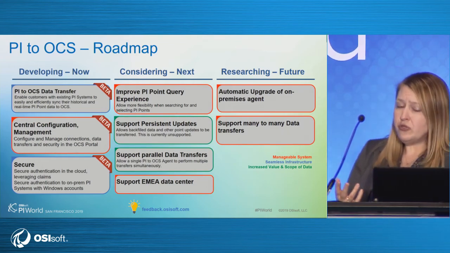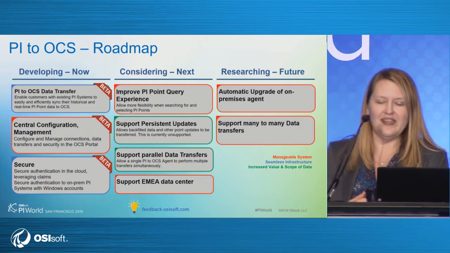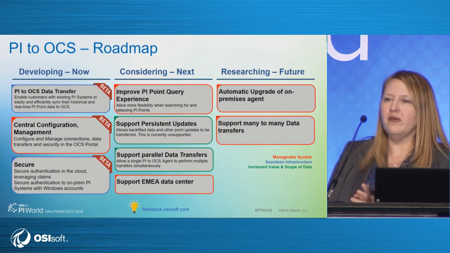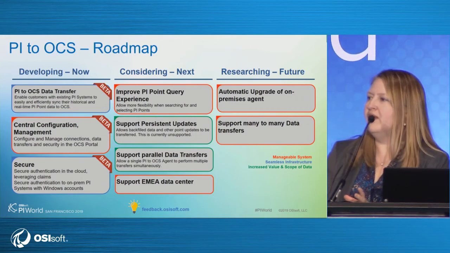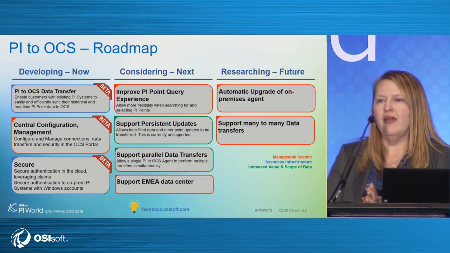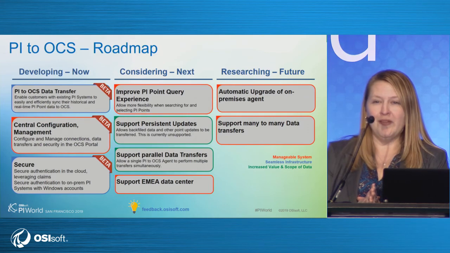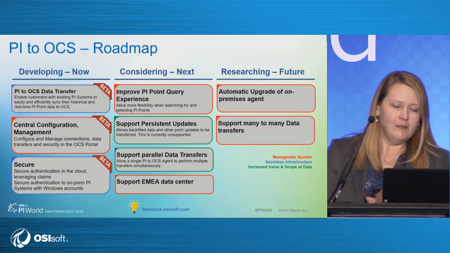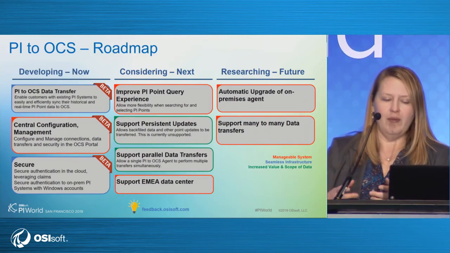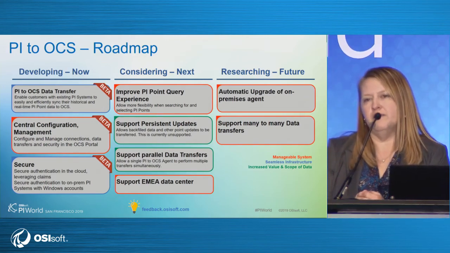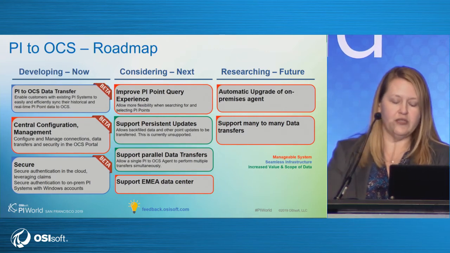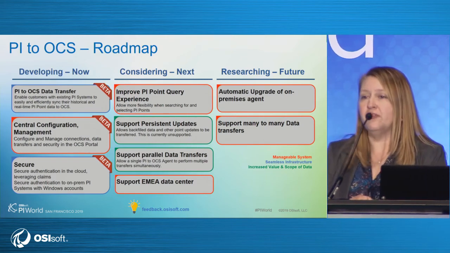And in the future, past the next release, things we're looking at, researching, is what if we could not only upgrade the server side and make that seamless for you, but what if we could automatically upgrade the Pytho OCS agent for you too? And would that be interesting? If you have strong opinions one way or the other, I'd really love to hear about that. And then also the idea of maybe a different architecture. So maybe we could support many transfers to many Pi servers within a single agent. So across many Pi servers, not just one Pi server with multiple transfers. So these are some things that we're looking at for the future.